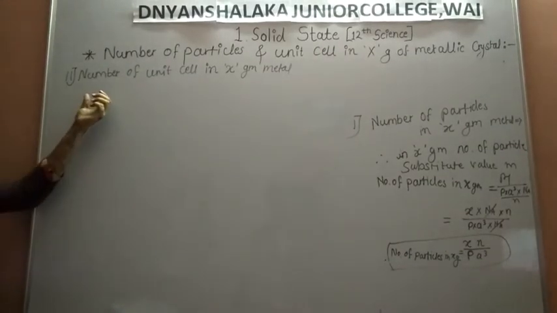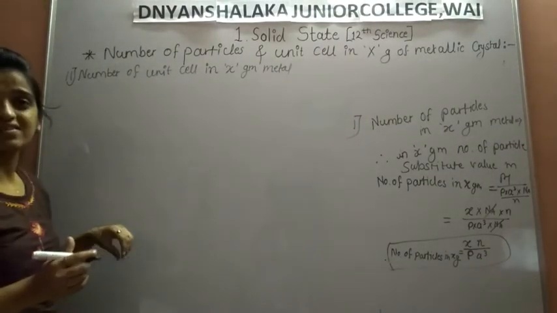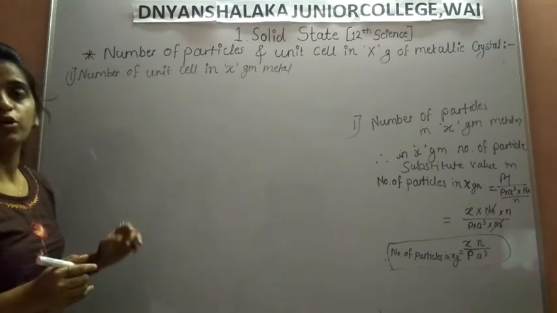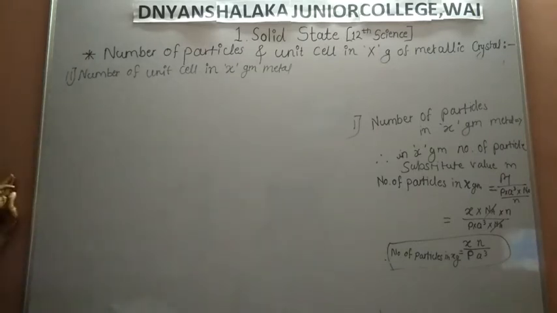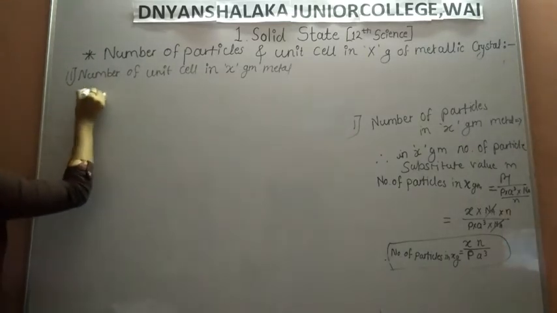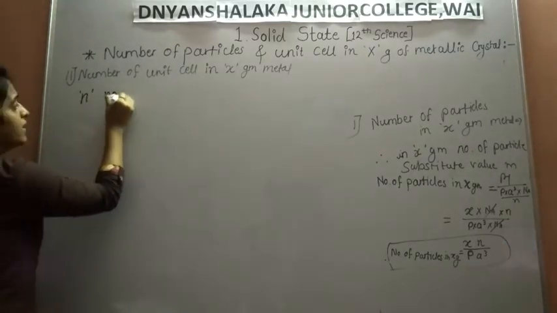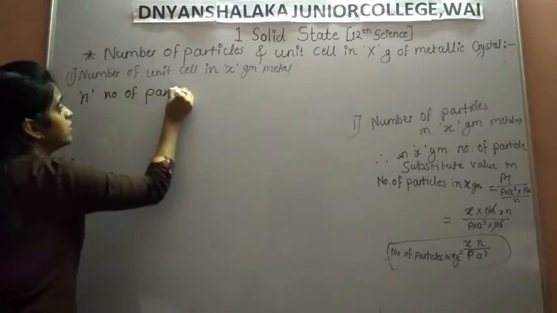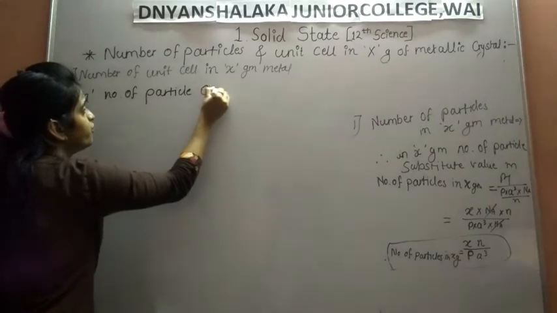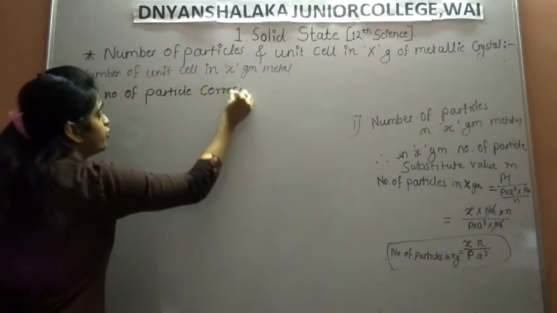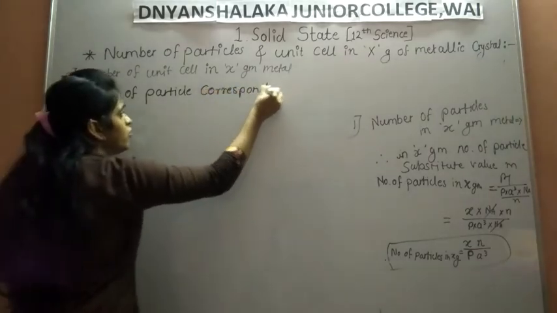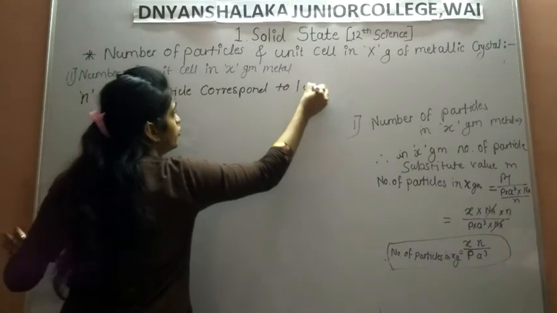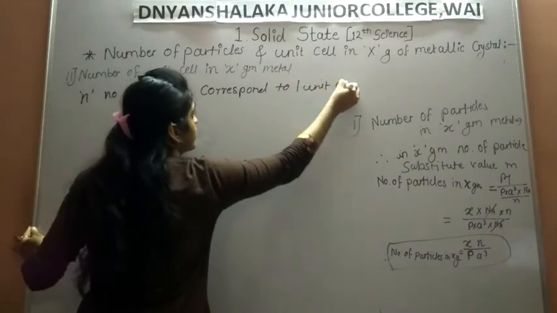So next, second point, number of unit cell in x gram metal. How to find out number of unit cell in x gram metal? So we know the number of particles, n. N means number of particles corresponding to 1 unit cell.